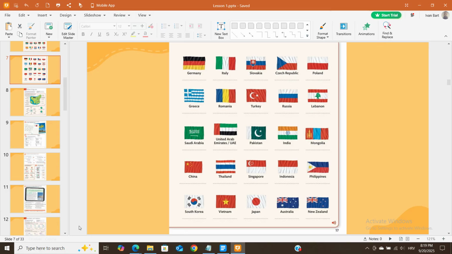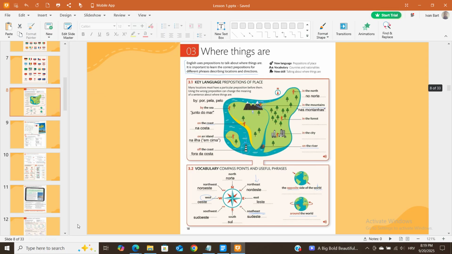Where things are. English uses prepositions to talk about where things are. It is important to learn the correct prepositions for different phrases describing locations and directions. 3.1 Key language: prepositions of place. Many locations must have a particular preposition before them. Using the wrong preposition can change the meaning of a sentence about where things are.